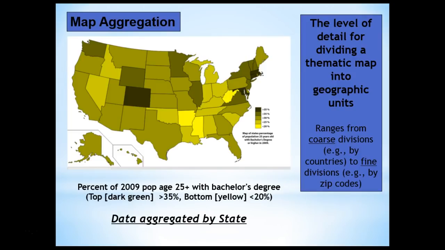The final thing I want to address with maps and analyzing maps for spatial analysis purposes is map aggregation. So how the data is actually presented on the map and how it's divided up. This is the percent of 2009 population age 25 plus with a bachelor's degree. The top is the dark green and the bottom is yellow. So we take a look at this nationally. The data is aggregated at a state level. It means we're looking at the state level of a national scale, right? But of course that gives us ranges over here, some percent to another percent.